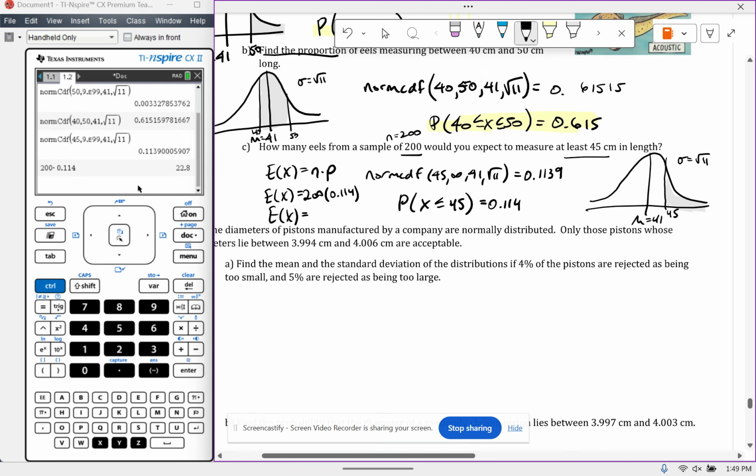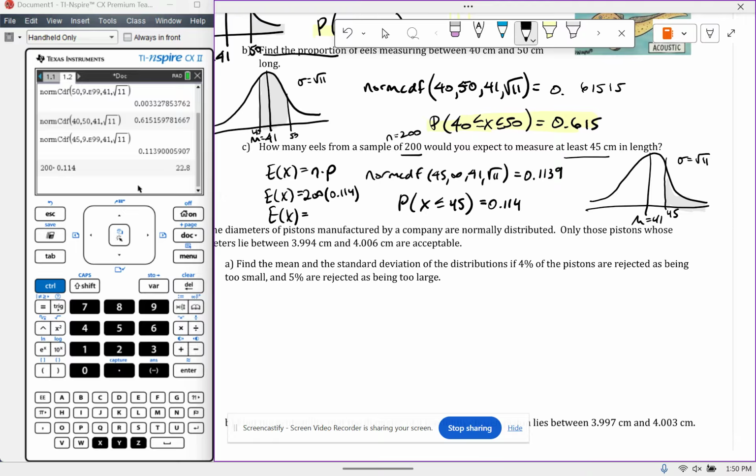Wait, let's think. Okay, I just typed this in. I put in my 200 trials. I put in my probability that I found with norm CDF. How many eels did I get? 22.8. Wait, hold on. Jacob, he knows eels. How many eels is this?